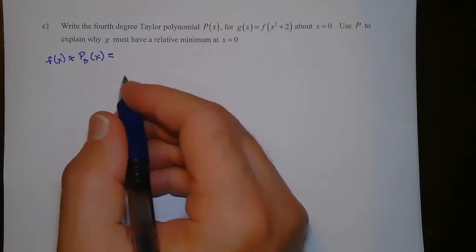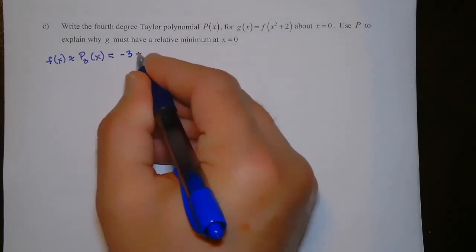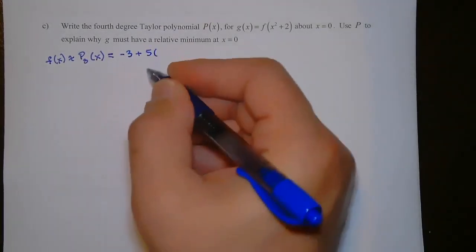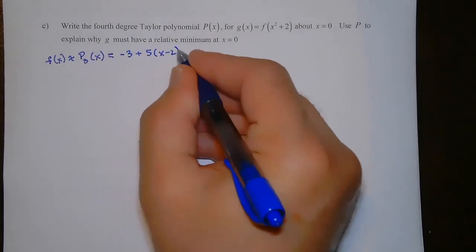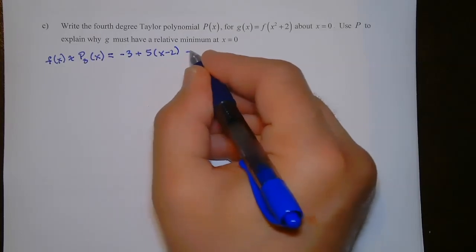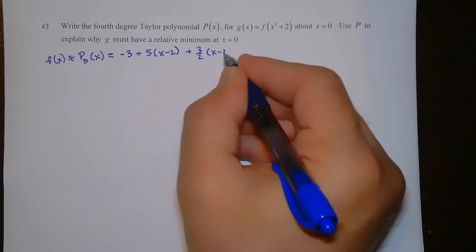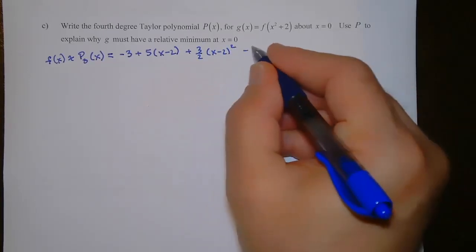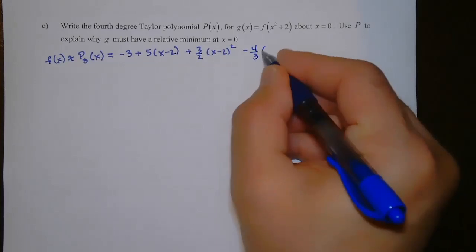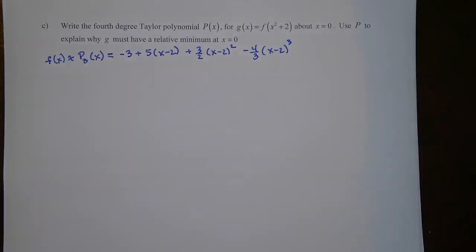So the Taylor polynomial is equivalent to this. It was negative 3 plus 5 times x minus 2, and then plus 3 halves times x minus 2 squared, and then minus 4 thirds times x minus 2 cubed.